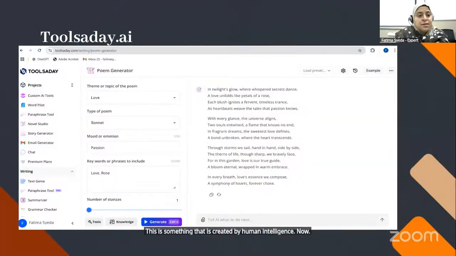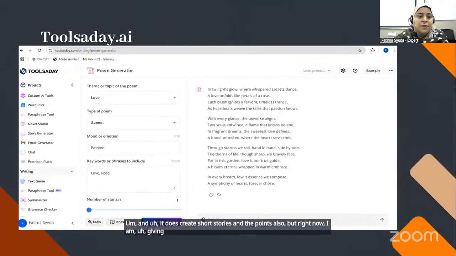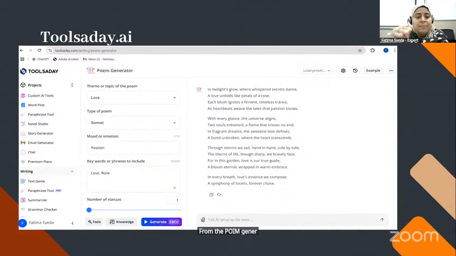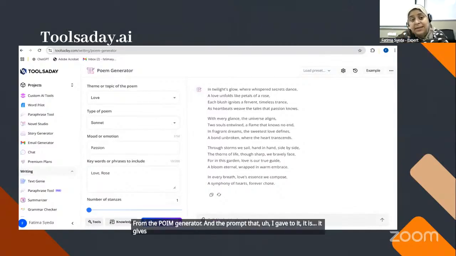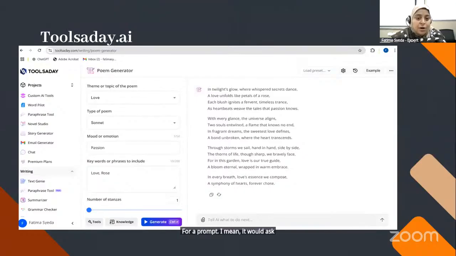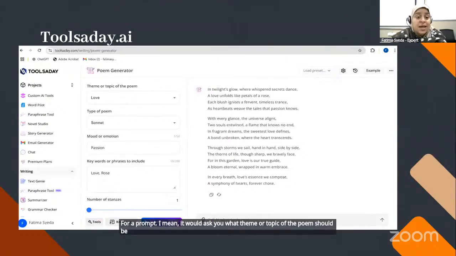Now, I used this AI tool and it does create short stories and poems also. But right now I am giving an example from the poem generator. The prompt that I gave to it, it gives a very detailed kind of option for a prompt. It would ask you what the theme or topic of the poem should be. I said love. And then what type of poem do you want it to write? Sonnet, I said. And then what should be the mood or emotion? And I said it should be passionate, full of feelings and emotions.